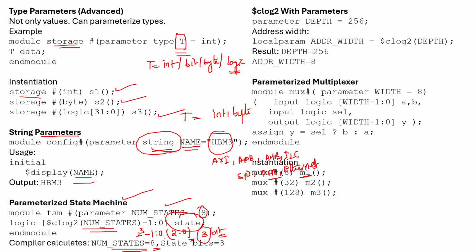See, log 2 of depth equal to 256, that means 2 power 8. 2 power 8 means the address bit will change to 8 bit. Say 8, 7 down to 0, means it is 8.